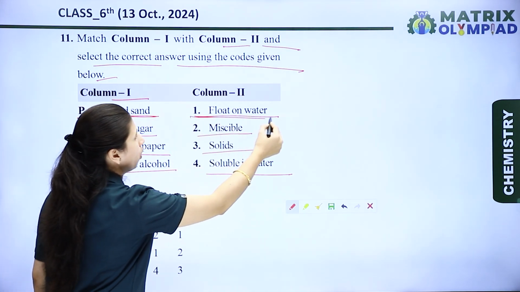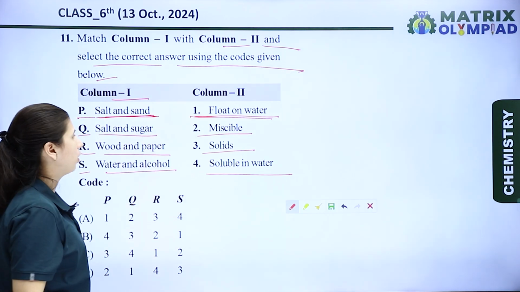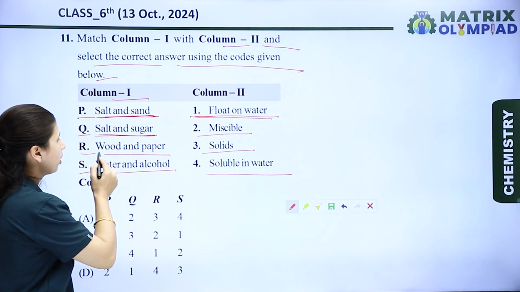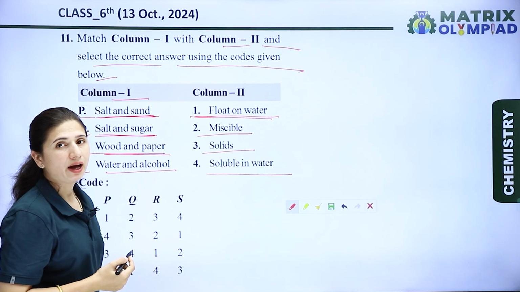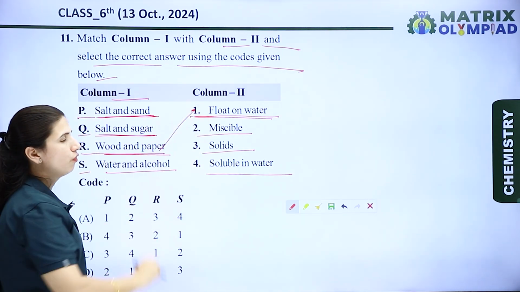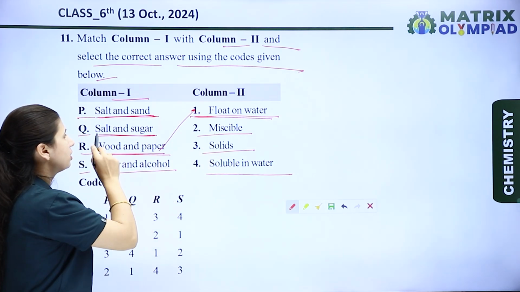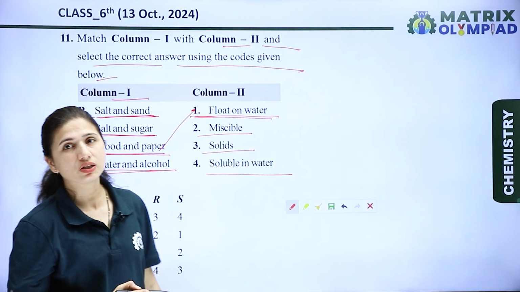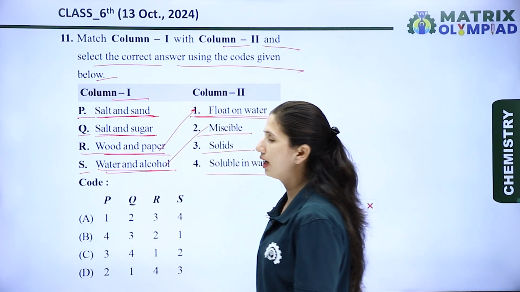First is float on water. We know that salt and sand both do not float on water. Salt and sugar also do not float on water because they have higher density than water. If we're talking about wood and paper, yes, wood and paper have less density than water, so they can float on water. So R matches with first. Next is miscible. Salt and sand are not miscible with each other. Salt and sugar are also not miscible with each other. Water and alcohol are polar substances and they are easily mixed with each other. So the miscible substances are water and alcohol.